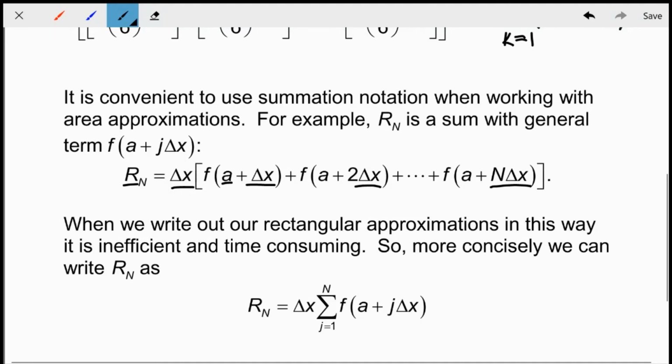So since we have sort of a pattern for this, as opposed to writing it out now in this long form, we can factor out the delta x like we already did, and then we can write all of these function values that are being summed up.